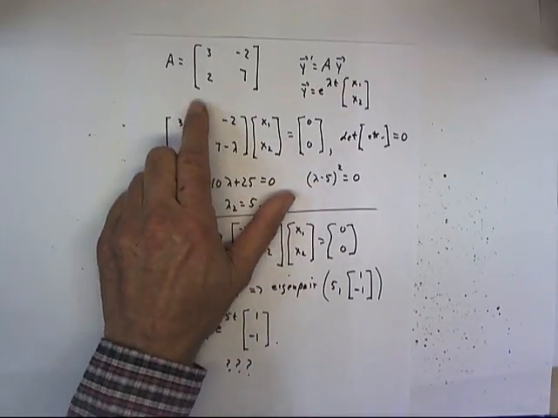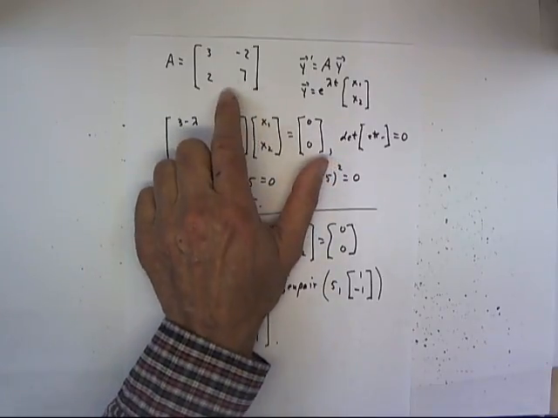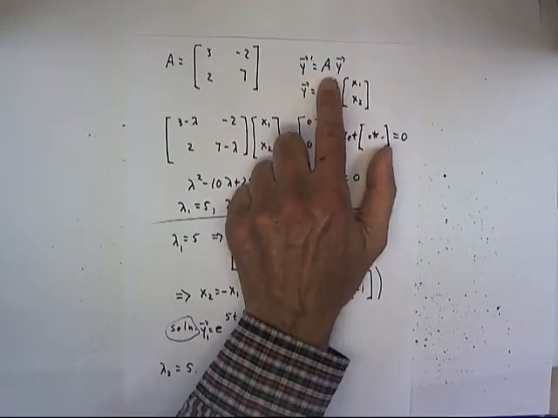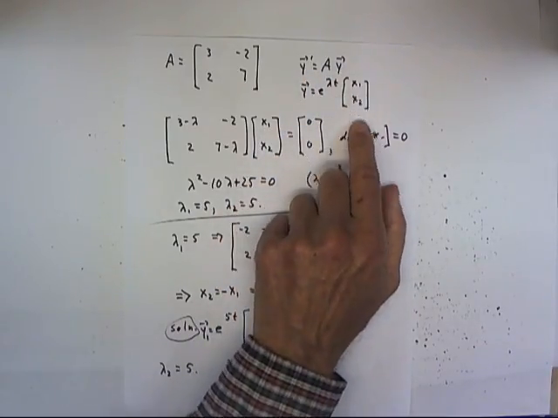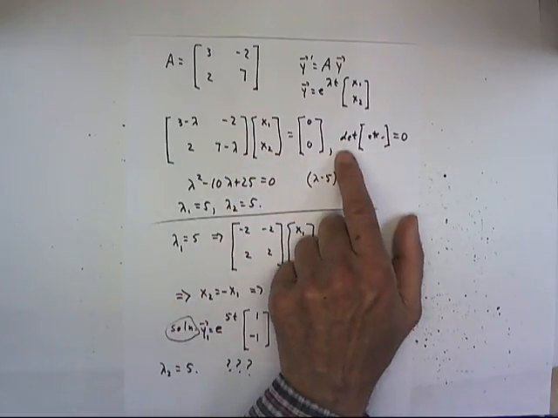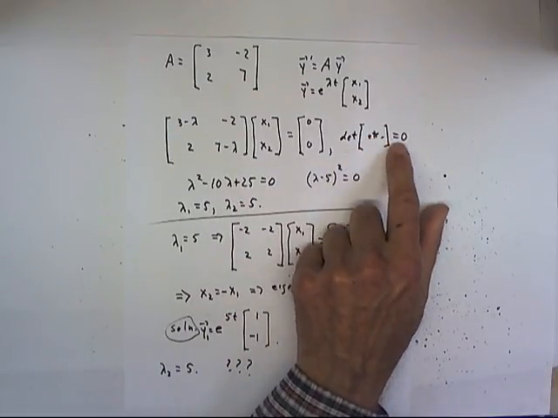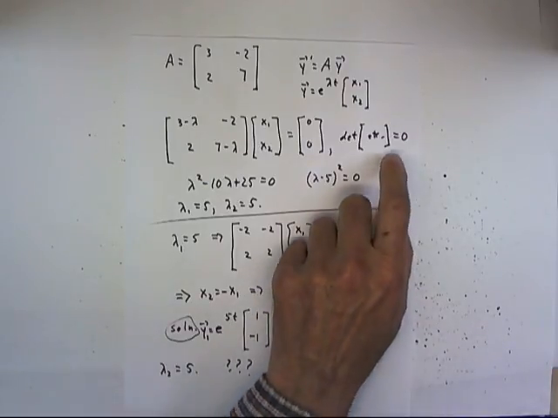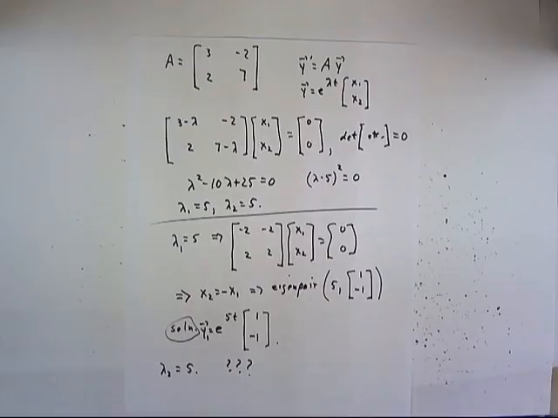Now let's consider the matrix 3, negative 2, 2, 7. We're going to use this as a basis for our system y prime equals Ay. Again, assuming y equals e to the lambda t times x1, x2 gives us this equation, and the determinant of this matrix has to be 0. This gives us three equations in the unknowns lambda, x1, and x2.